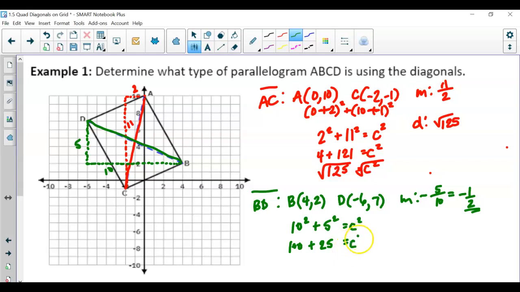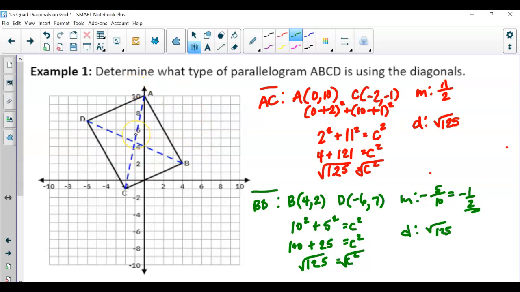And then we're going to go through and continue solving. So now here again, 125, but then always last step, take the square root. So our distance is radical 125. So now looking at the two diagonals, notice how we have distances are the same. So they are congruent to each other, the diagonals.